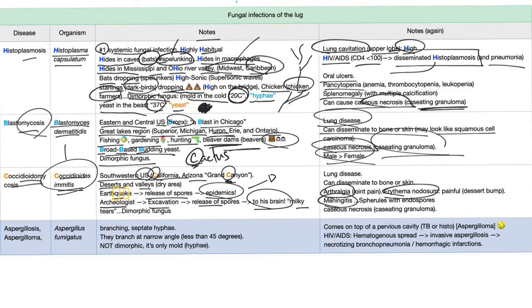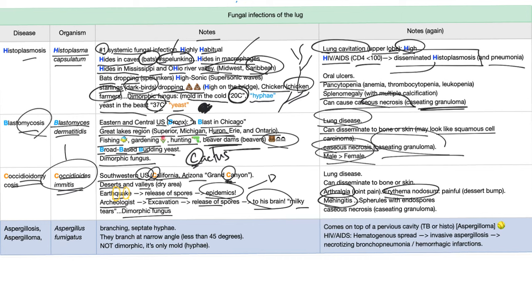Coccidioidomycosis. Coccidioides is a dimorphic fungus. Mold in the cold, yeast in the beast. Hyphae in the cold, yeast in the beast. Coccidioidomycosis can lead to lung disease, can disseminate into bone or skin, can lead to arthralgia, erythema nodosum, meningitis, or caseous necrosis.